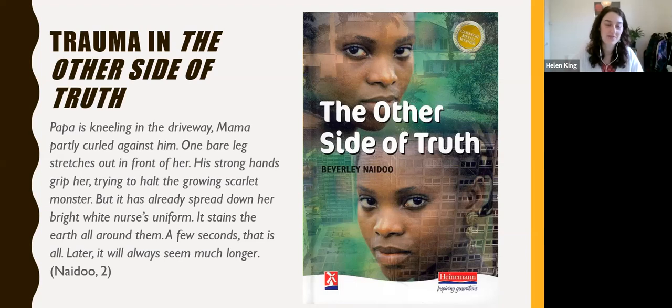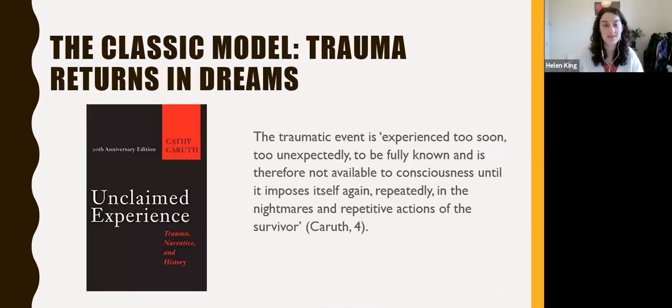So I'm really interested in this final phrase, this "later, it will always seem much longer." And I believe that Carruth says something that helps to illuminate what is going on here. So Carruth says that the traumatic event is experienced too soon, too unexpectedly to be fully known, and is therefore not available to consciousness until it imposes itself again repeatedly in the nightmares and repetitive actions of the survivor. So what Carruth is saying here is that the traumatic event is incomprehensible in the present moment.